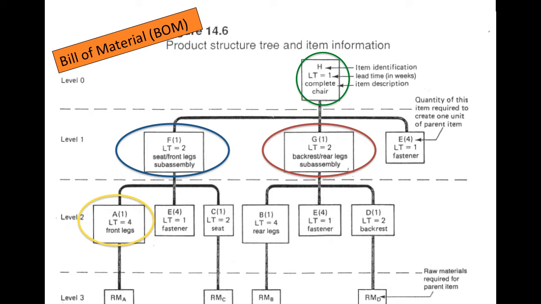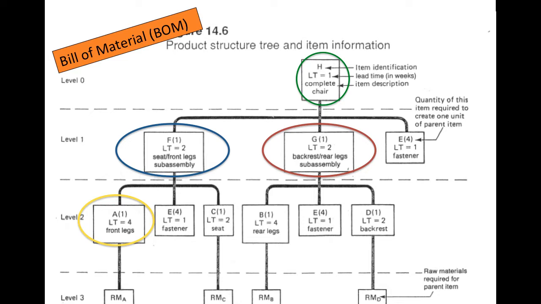Now to make a chair we need, at the next level down, 3 things. We need F, which is the seat front legs subassembly. We need 1 G, which is the backrest rear legs subassembly, and then we need 4 of E's, which are fasteners, and you can see in the parentheses are the quantity required. Remember in the pumpkin bread example, 200 grams of flour, so we might say 200 grams in the parentheses. Then those subassemblies, those level 1 items, are made up of some items that go into those, and those are the level 2 items.